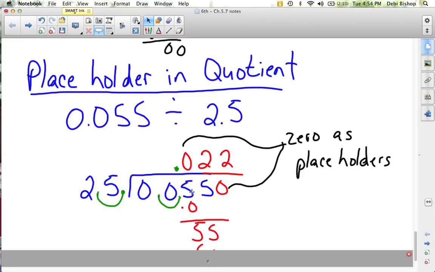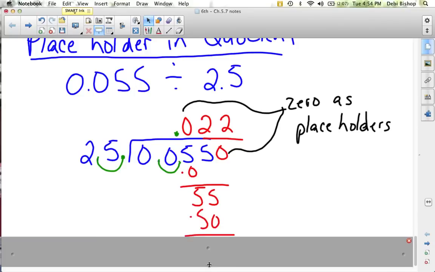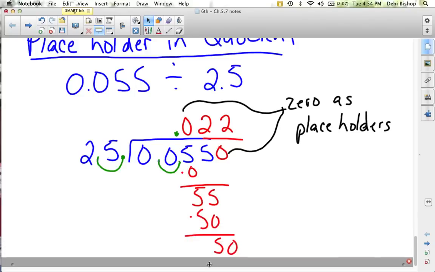Now I can say 25 goes into 55 two times. 2 times 25 is 50. 55 minus 50 is 5. And I had to add another 0 as a placeholder and bring that down. 25 goes into 50 two times with no remainders. So 55 thousandths divided by 2 and 5 tenths is 22 thousandths.